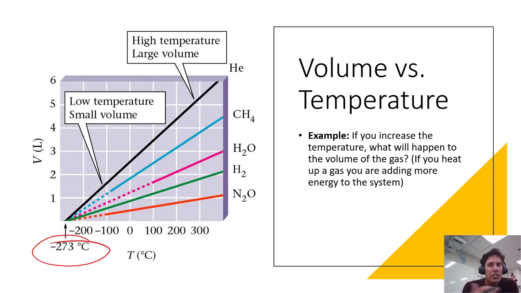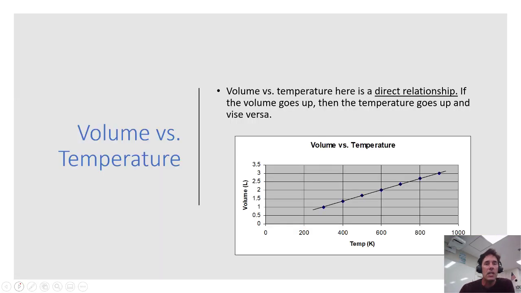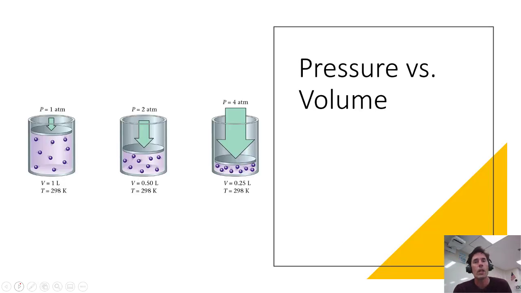Now, what type of relationship exists here? If we look at the graph here, we have volume over here on the left-hand side. We have temperature down here on the x-axis. So we can see that we have what is considered to be a direct relationship, meaning if the temperature goes up, the volume goes up. If the temperature goes down, the volume goes down, all right? So there's a direct relationship between the two. When we talk about pressure and volume, all right?